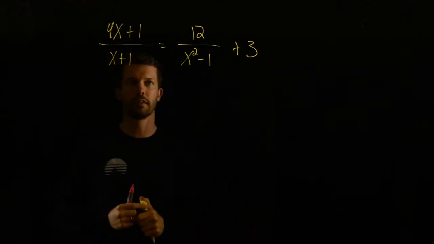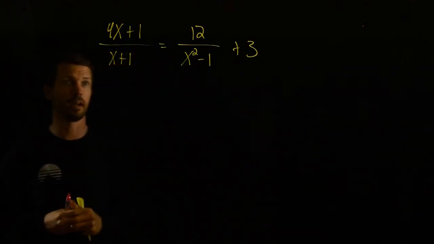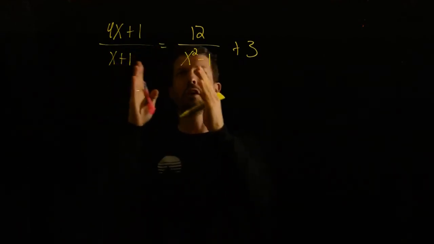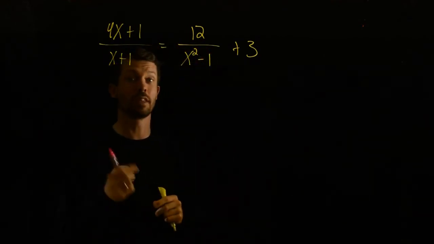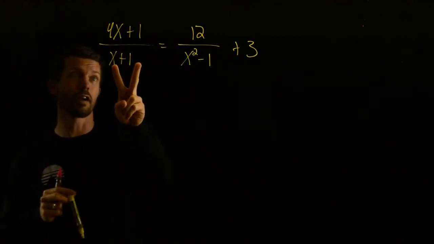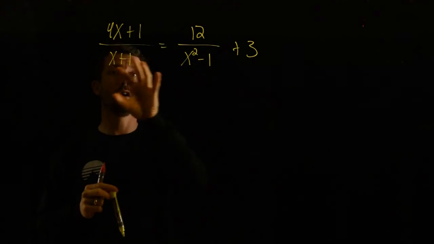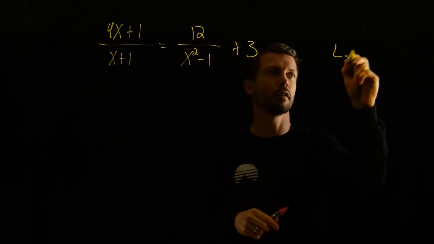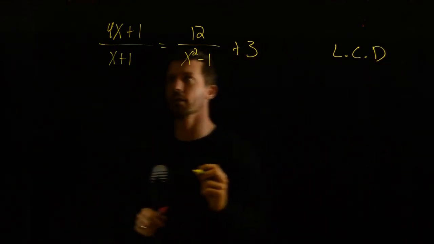Alright, so let's look at this example. Again, I have a rational equation, but I don't have single rational expressions on either side of the equal sign. So that means that I know that I'm going to have to get rid of those fractions. So I'm going to try to figure out how I can do that. And we know from that previous example, I have to find that LCD.